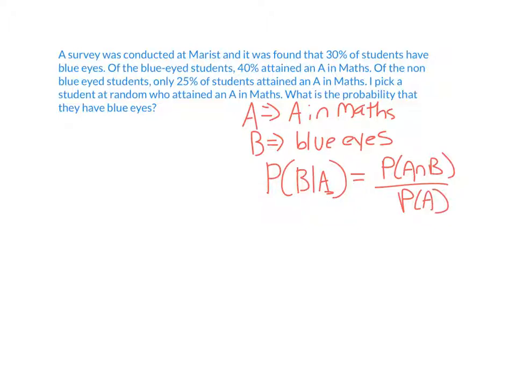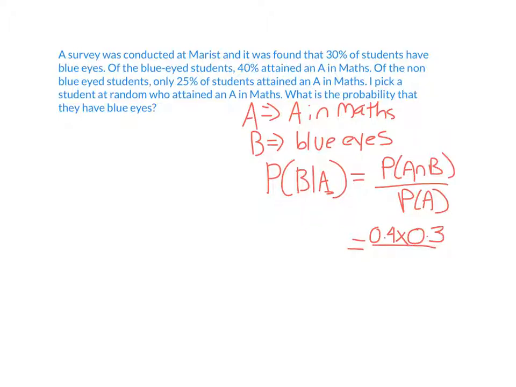So firstly, I need to find the numerator. What's the probability they have an A in maths and blue eyes? Well, we're told in the question that 40% of the 30% of students have blue eyes and attained an A in maths. So 30% of the students have blue eyes. Of those, 40% attained an A in maths. So we just multiply them together.